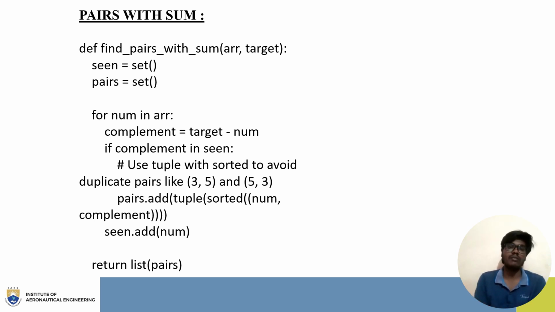Here we are defining a method, find_pairs_with_sum, having the parameters array and target. We iterate a for loop where num in array, where complement equals target minus num, where the complement is the target minus num, and then we handle those duplicates. Then we sort them into a tuple and get the numbers which we require, and we get those pairs with sum in list format.